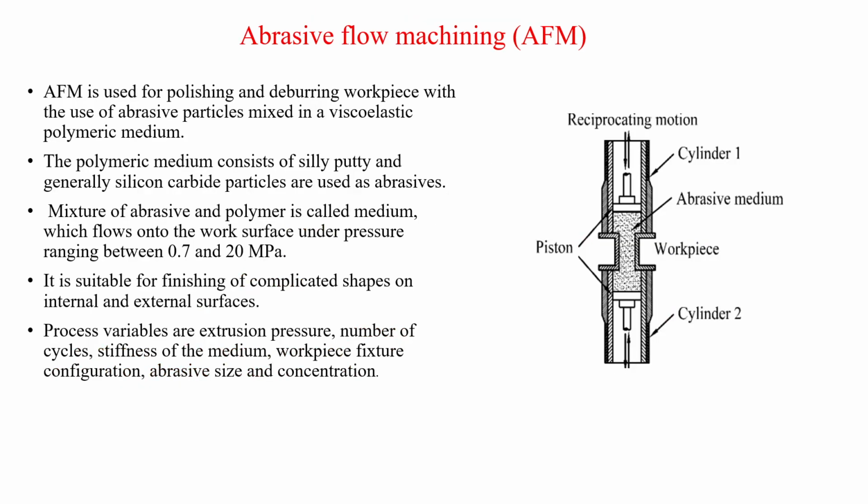The next process is the abrasive flow machining process. Basically, this process is not used for very high cutting or for providing very high MRR. It is kind of a grinding process, a finishing process. It is used for polishing and deburring the workpiece with the use of abrasive particles mixed in a viscoelastic polymer medium. There is a medium in which the abrasive is mixed. It is generally used for finishing and polishing, for a very small removal of material. Okay, so what happened here?